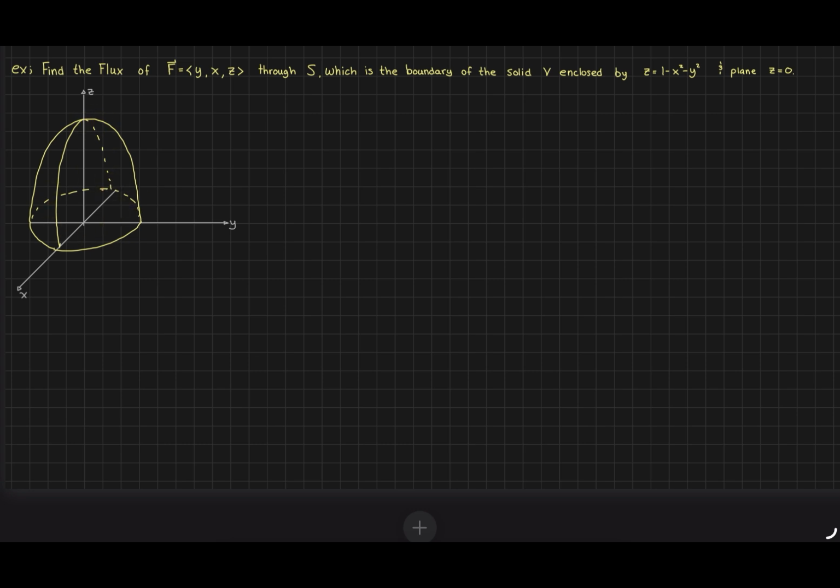So that's kind of how we know when to use the divergence theorem. And like I said, divergence theorem is going to be when it's closed. I can't emphasize that enough. So, spoiler alert, we're going to be using the divergence theorem to find the flux here. We could use the surface integral.